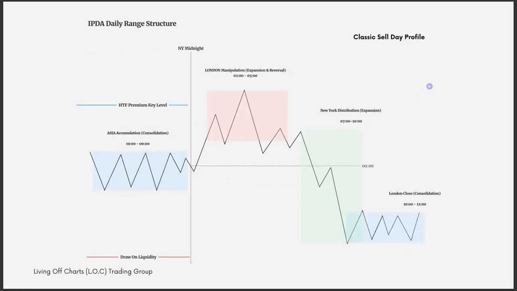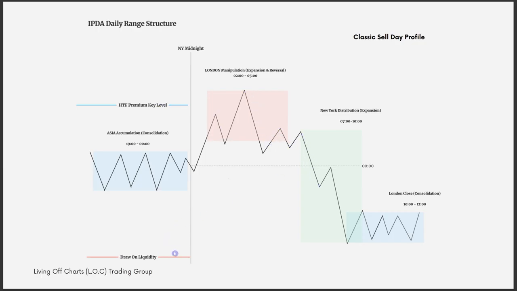Now the same thing with a classic sell day profile, right? We've got a higher time frame key level first of all, and we need to have a draw on liquidity. Now we want to see an Asia session accumulation again, right? Our IPDA market cycles, consolidation, and then we want to have that again, very important, before that higher time frame premium key level. Then London session manipulates higher into that key level, and then we'll see a distribution phase lower.